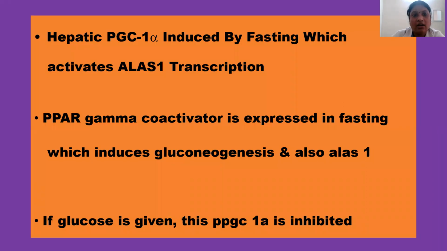So hepatic PGC1 alpha, induced by fasting, will activate ALAS1 transcription. If glucose is given during a high carbohydrate intake diet, the specific enzyme PGC1 alpha will be inhibited.